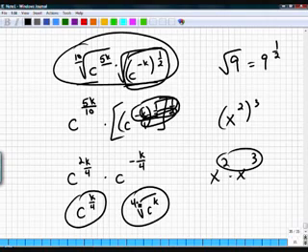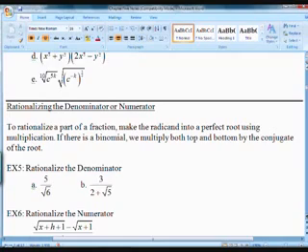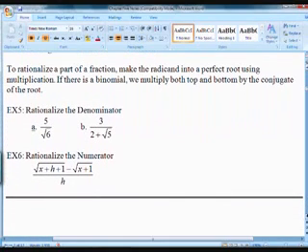You can only flip it to make a negative exponent into a positive exponent. That's the only time. Okay, last section. Rationalizing denominators. Really, we've already talked about it. We talked about it when we did imaginary numbers. You do it the same way. But I just want to remind you. To rationalize a part of a fraction, make the radicand into a perfect root using multiplication. I'll show you what that means. If there's a binomial, we multiply top and bottom by the conjugate of the root.